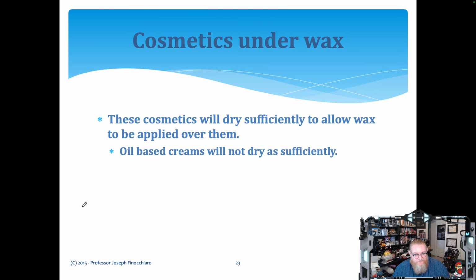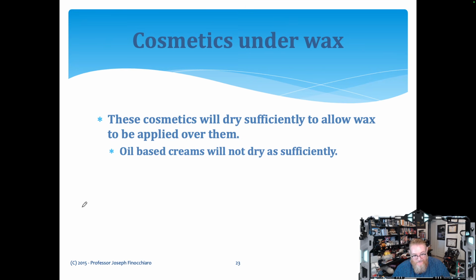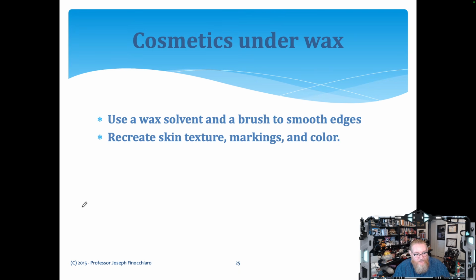These cosmetics will dry sufficiently to allow wax to be applied over them. Oil-based creams will not dry as sufficiently. So if you're going to cosmetize first and then put wax on, you really want to be using water-based or liquid-based creams, not oil-based. Once the cosmetic is dried, wax is applied over the undercoat. It is worked from center to edges and feathered over the sound tissue. So you're placing it over the damaged spot, and then you are going to feather it, smooth it into the surrounding tissues, which will help anchor it in place. Use a wax solvent and a brush to smooth edges, and then recreate skin texture, markings, and color.